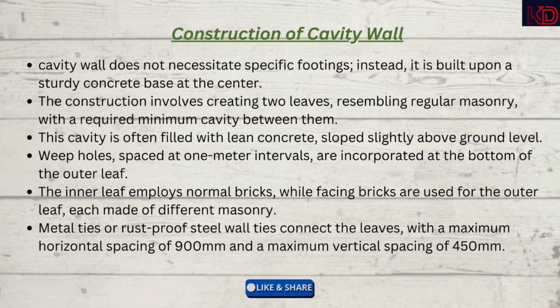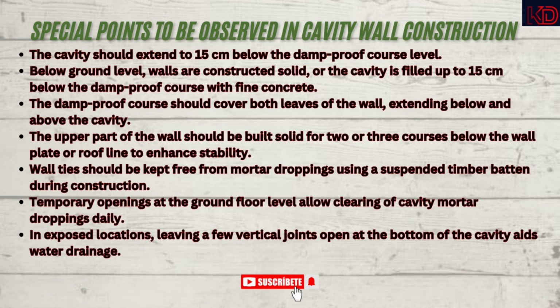Now again one important topic related to the cavity wall we are going to discuss, that is special points to be observed in cavity wall construction. So what things should we remember while constructing a cavity wall? The cavity wall should extend to 15 centimeter below the damp proof course level. There is a damp proof course in our building, which we call a DPC in short. So it should go 15 centimeter below that. Then below ground level, walls are constructed solid, or the cavity is filled up to 15 centimeter below the damp proof course with fine concrete.